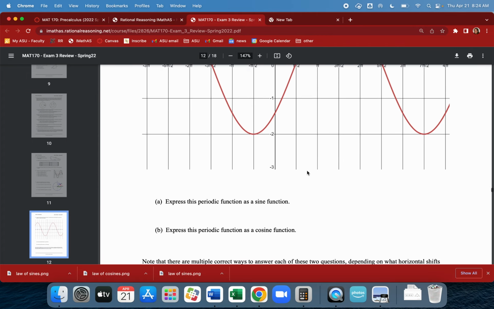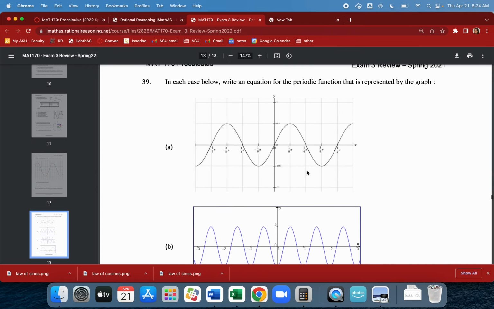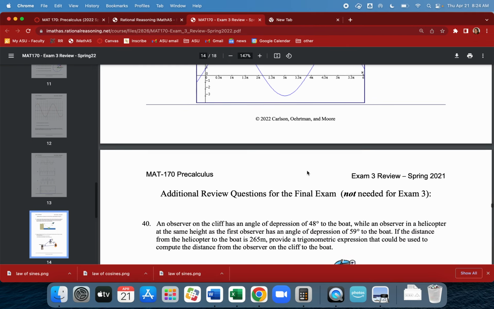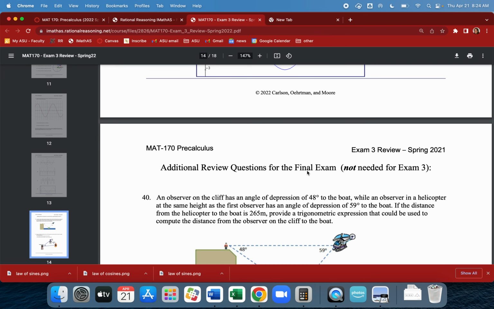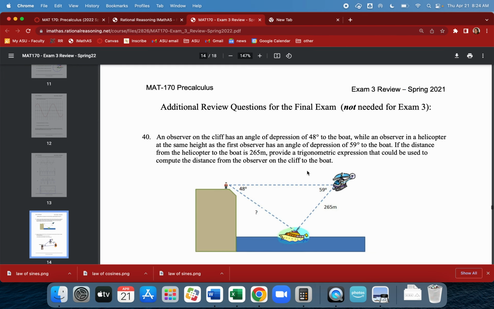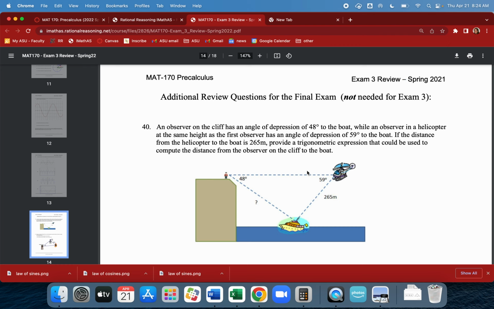There's some things at the end, right after this. Questions 40 onward, not needed for exam 3. This is examples of solving non-right triangles, stuff we were just talking about.